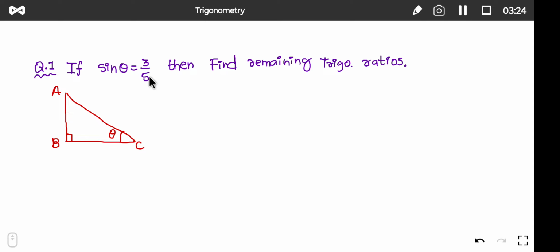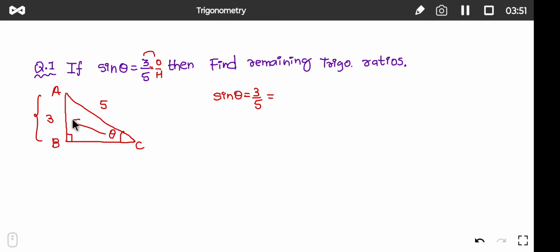So sin theta is given as 3 by 5. Okay, so sin means what? Sin means opposite upon hypotenuse. So this 3 is the opposite, and the hypotenuse is AC, which is 5. Okay, so we have to find out the remaining ratios. So sin theta is given to be 3 by 5. This 3 is our AB side, the opposite of theta, and the hypotenuse, which is opposite of 90 degrees, is 5. So 3 is our AB side divided by 5, our AC side.